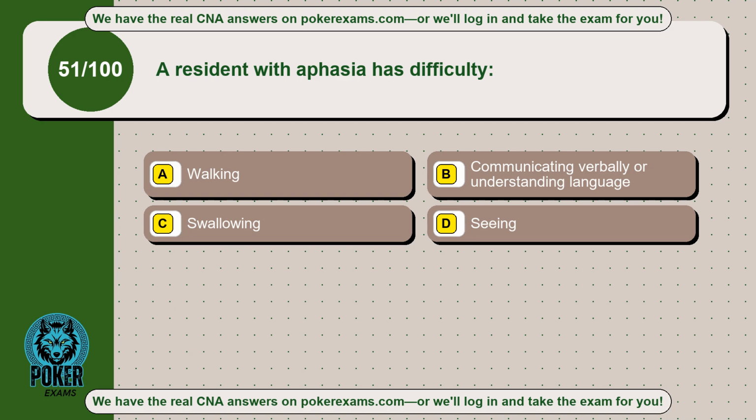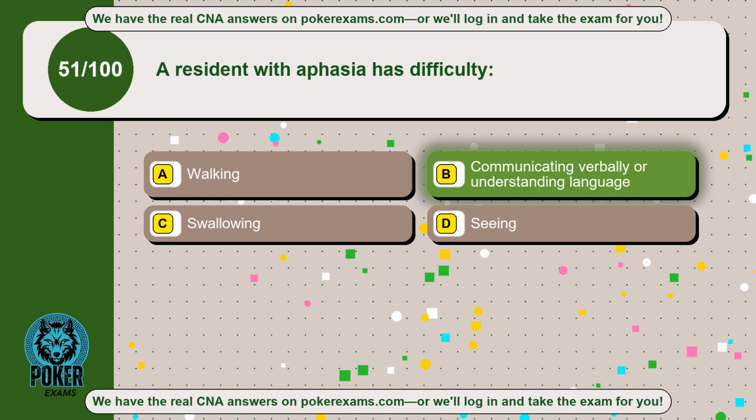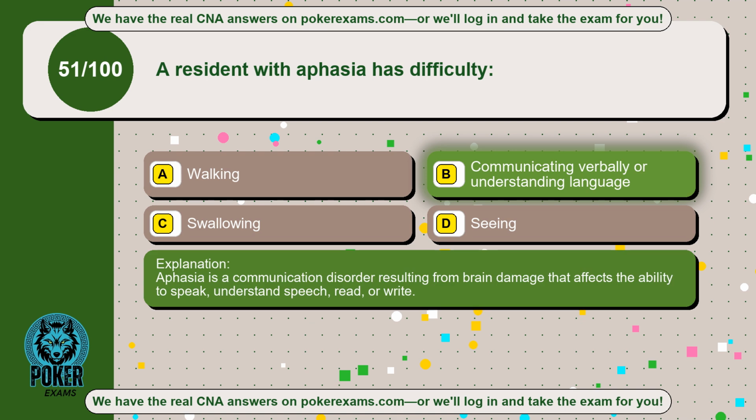Question 51. A resident with aphasia has difficulty: Option A, walking. Option B, communicating verbally or understanding language. Option C, swallowing. Option D, seeing. The correct answer is option B. Communicating verbally or understanding language. Aphasia is a communication disorder resulting from brain damage that affects the ability to speak, understand speech, read, or write.